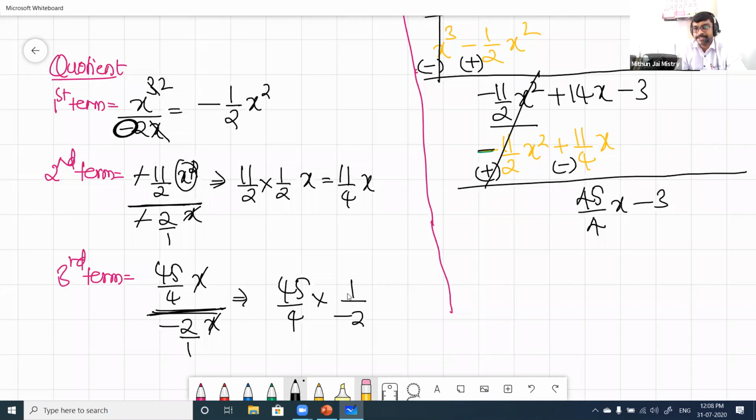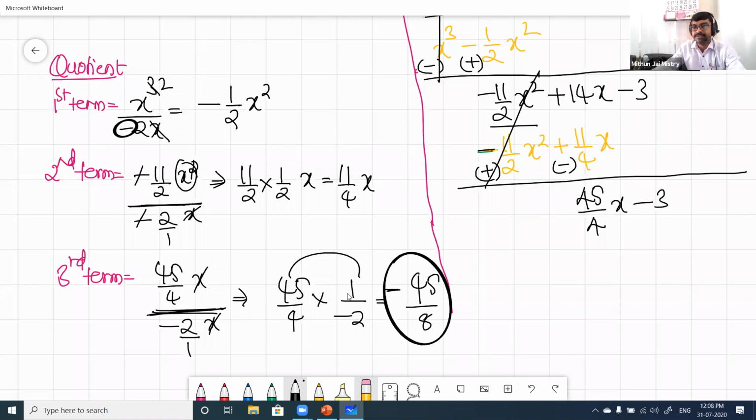But we have a tradition of taking the minus upside, so minus will be upside. 45 ones are 45, sorry, 45 by 4 twos are 8. So we are getting minus 45 by 8. That is the third term.